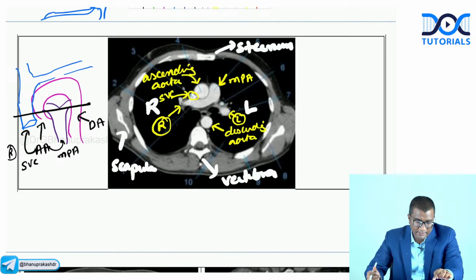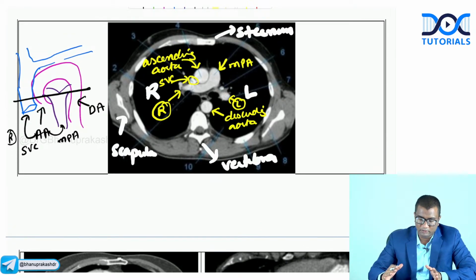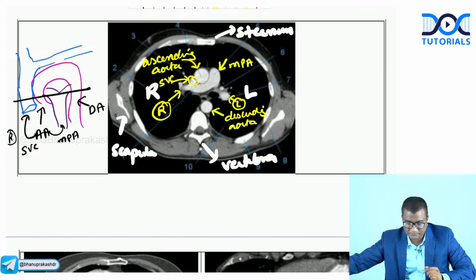Good evening, Aman and Amar, and hope you're all good. Rohit and others, comfortable with this slice, all of you? Can we move to the next one?